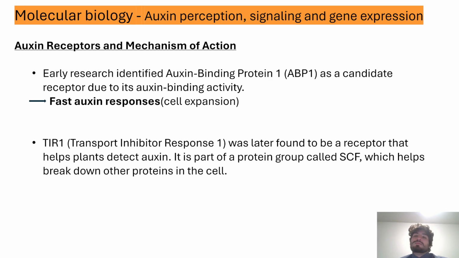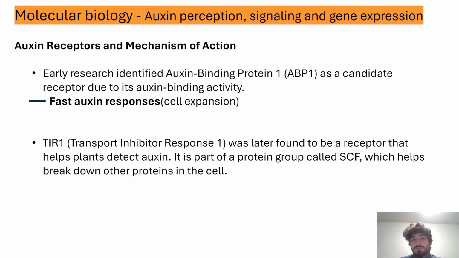And here we're going to get deeper into molecular biology now. All right, we're going to talk about auxin perception, signaling, and gene expression. So for the auxin receptors and the mechanisms of action, early research identified auxin binding protein 1, which we are going to call ABP1, as a candidate receptor due to its auxin binding activity.